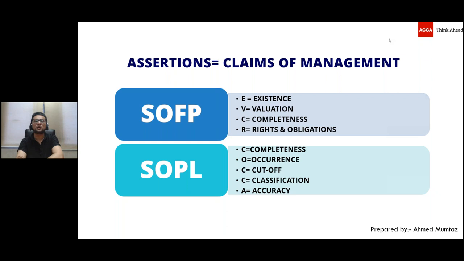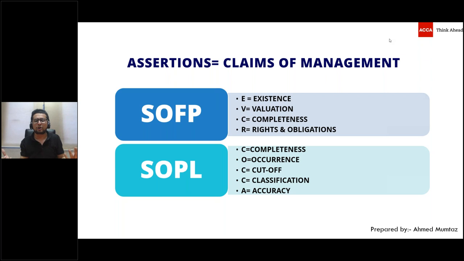Yes, the transaction did happen. The customer did contact within this accounting period. So there is no issue on completeness. Yes, it's a real transaction, so there is no shadow of doubt on occurrence. Yes, we need to recognize within this period, so cutoff is not an issue. Yes, it's a normal transaction. We need to recognize it as a revenue. Classification is not an issue.